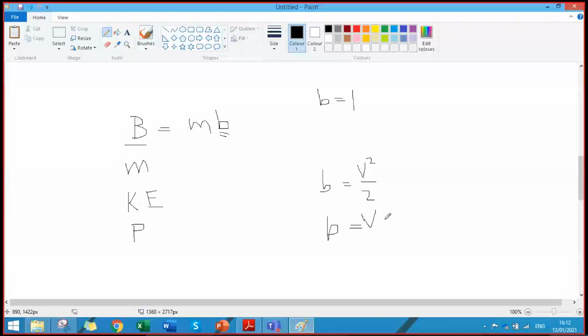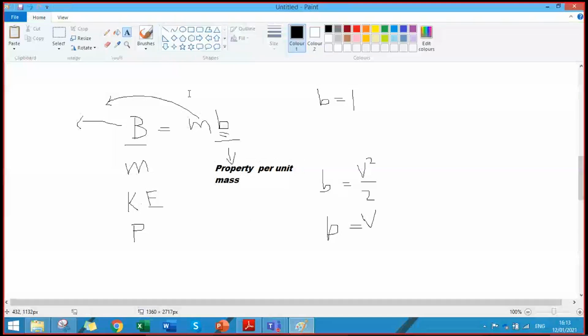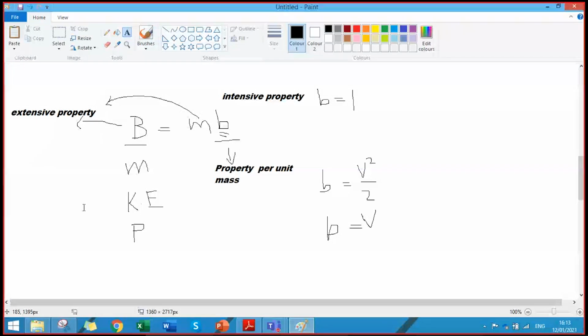The capital B is always dependent on the mass, right? If mass will change, this property will change. So capital B would always be an extensive property. And small b is independent of the mass. It is the property per unit mass, so it is an intensive property of the system or the control volume. Clear?